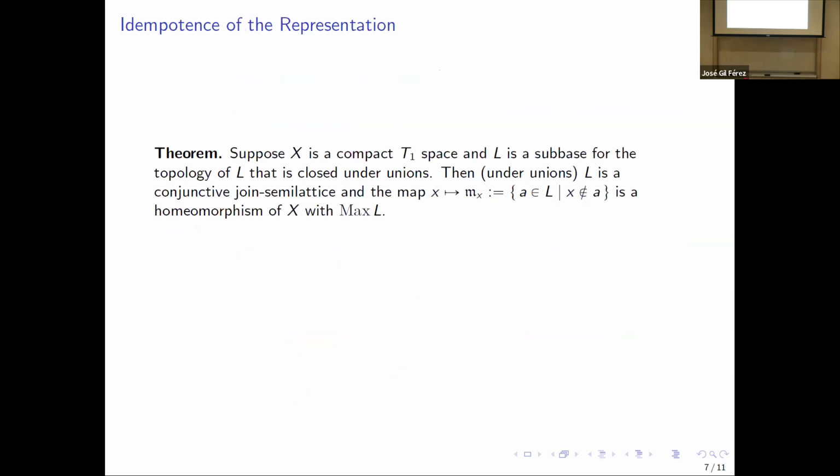The representation is idempotent. That is, if I represent a join semilattice, and then take the representation of the representation, I get the same space. So that's all that's saying. That means that if you want to think about conjunctive join semilattices, what you're thinking about are subbases for compact T1 spaces.